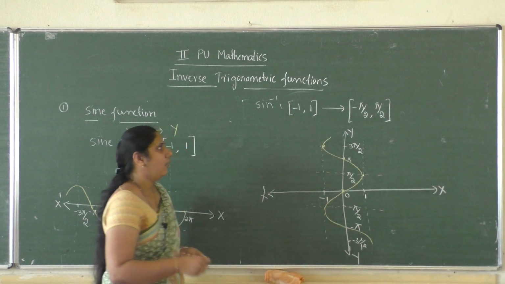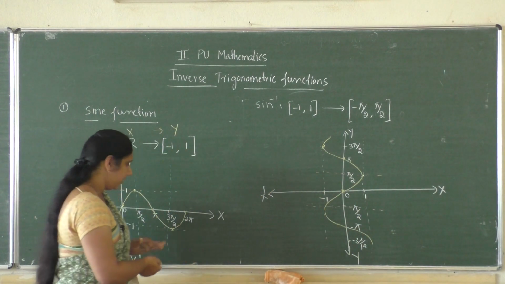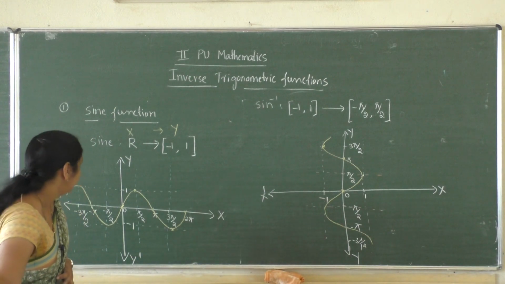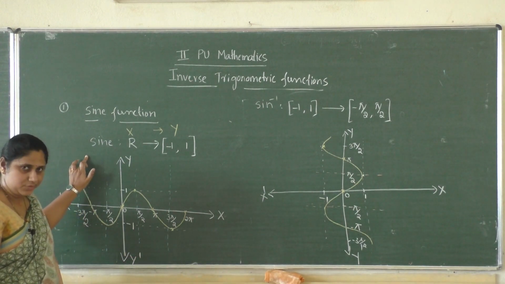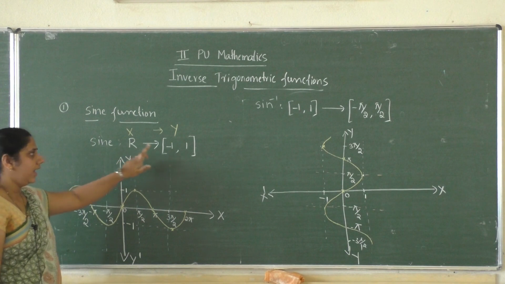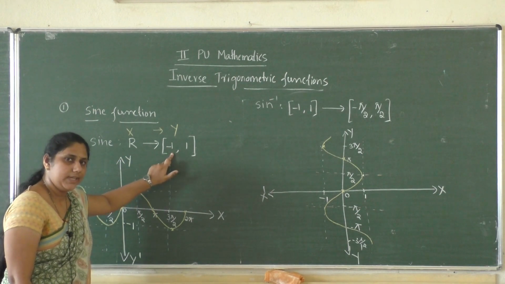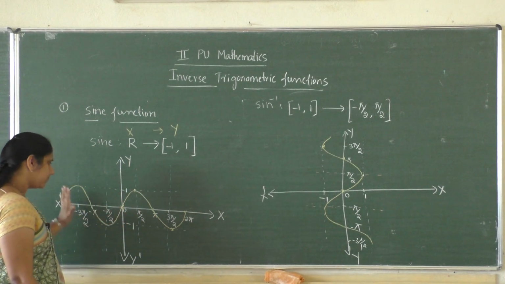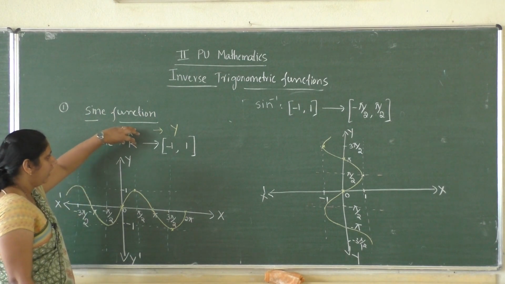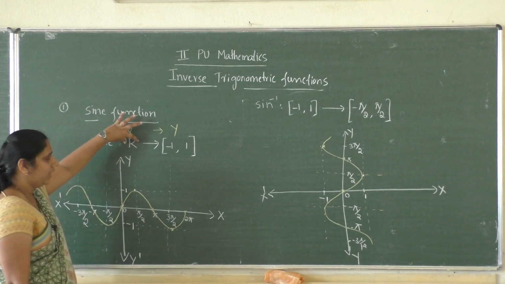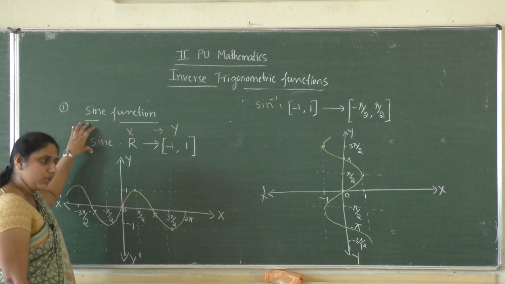So this is the graph of the sine inverse function. See both the graphs carefully. This is the graph of the sine function. What is the domain? R, and range is the closed interval minus 1 to 1. So if we take the domain as R, then the sine function is not one-one.